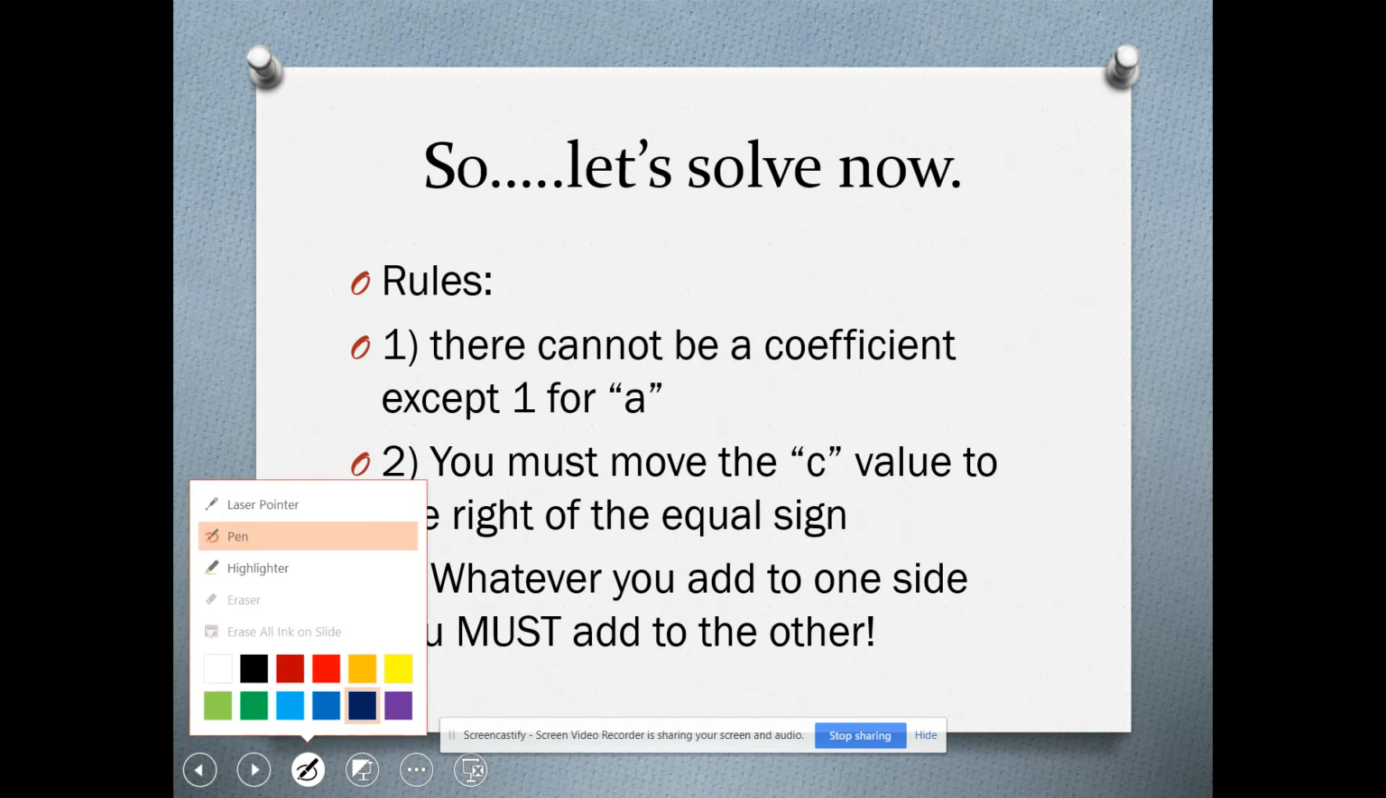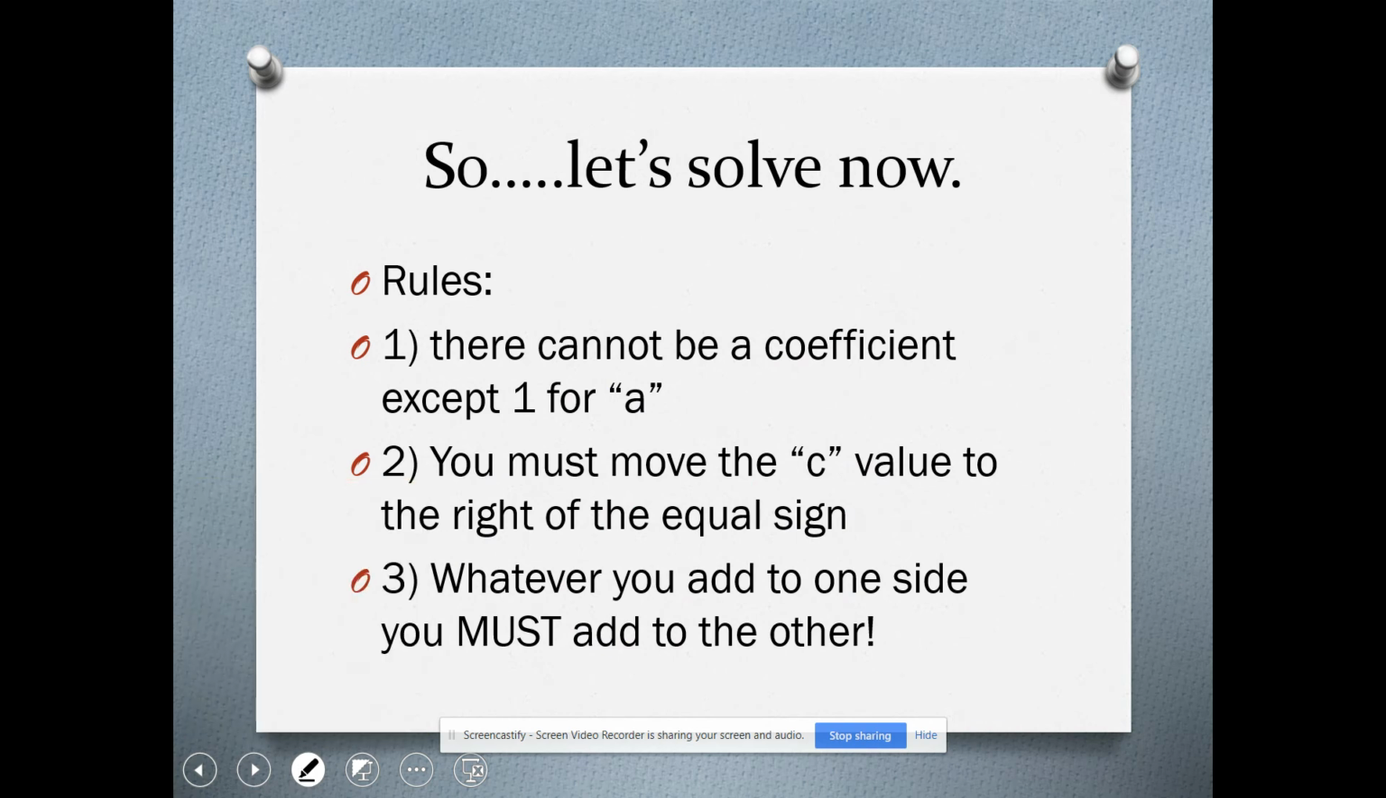So, a few rules before we get started practicing these. Rule number 1, you cannot have a coefficient in front of x squared except for 1. It has to be a 1. We are always going to move our c value to the right of the equal sign. We don't want it to be equal to 0 anymore. We need to make room to put in the perfect square that we want so we can factor.